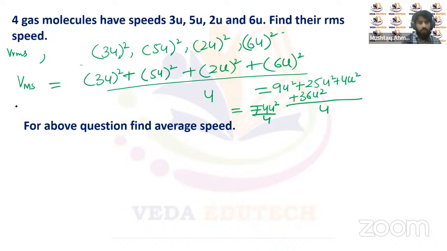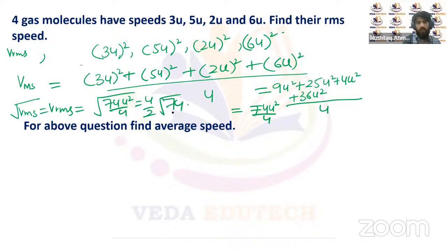Now what we have to do is take the root of this mean square. We will get the RMS value, that's VRMS. So VRMS will be the square root of 74u square upon 4. You can write it as u by 2 root 74. So this is the VRMS value.